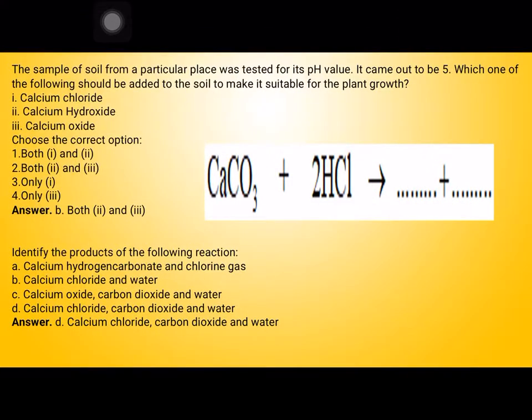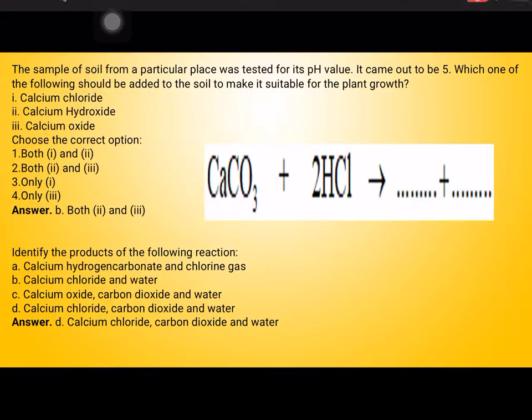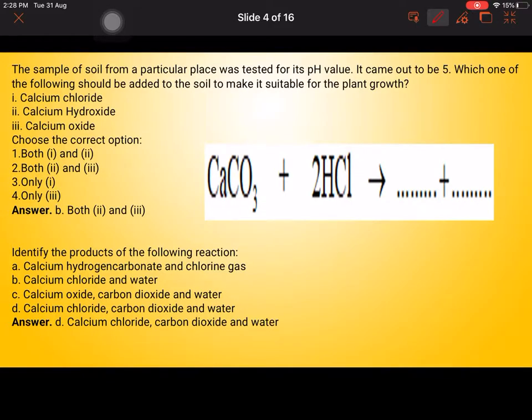Now, a sample of soil from a particular place was tested for its pH value. It came out to be 5. Which one of the following should be added to the soil to make it suitable for plant growth? A pH of 5 means it is acidic, so we should add some base. We can add calcium hydroxide or calcium oxide, both can be added.